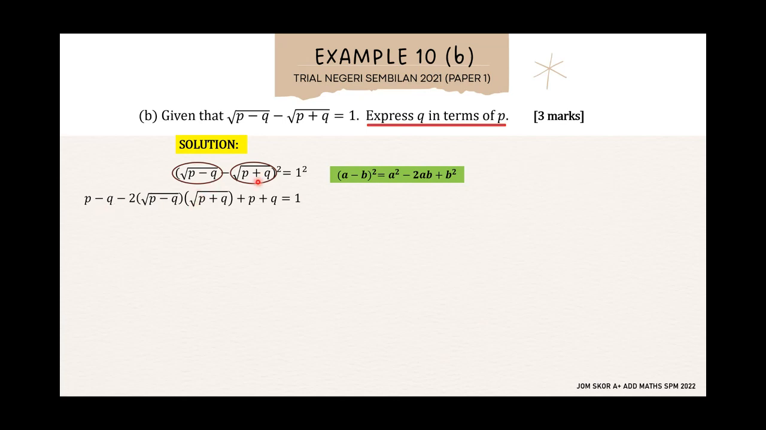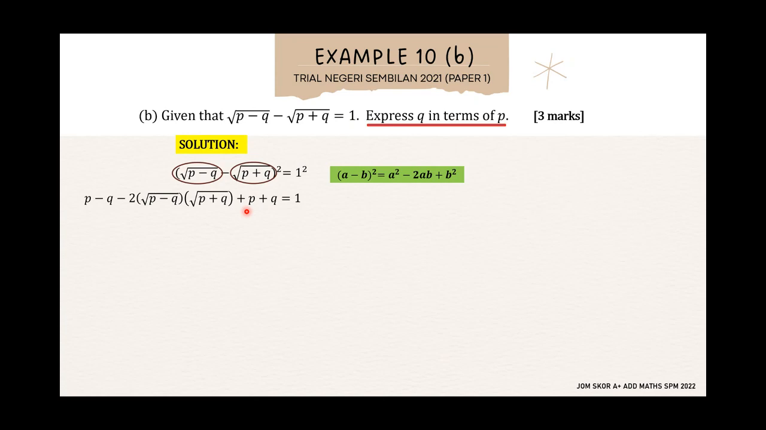Kemudian di bahagian sini, negatif, nampak di sini tolak dengan 2AB. Maksudnya tolak dengan 2, darab dengan surd (P minus Q), darab dengan surd (P plus Q). Okay. Tambahkan dengan B kuasa 2. Nilai B kita yang ni tadi kan. So, bila surd (P plus Q) kita square kan, kita akan dapat P plus Q.